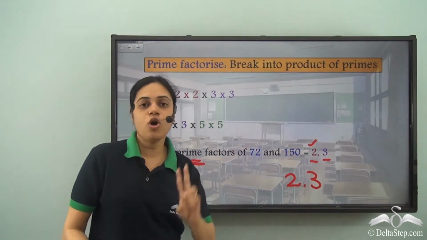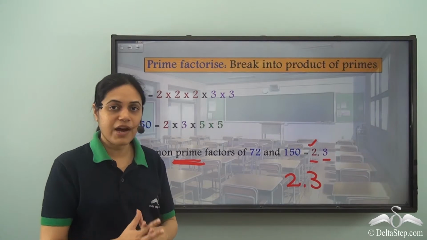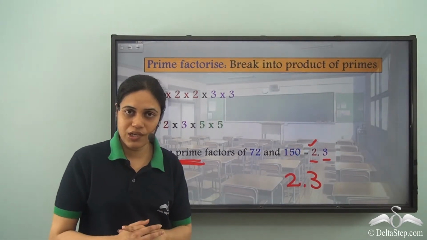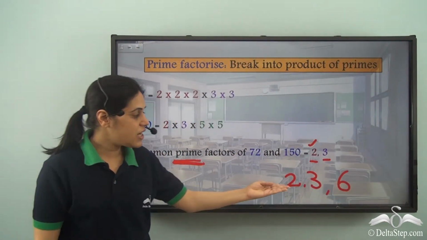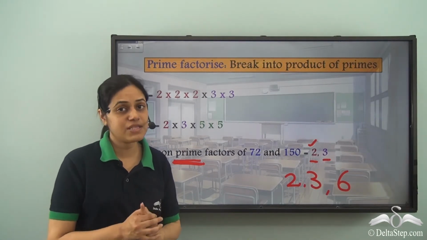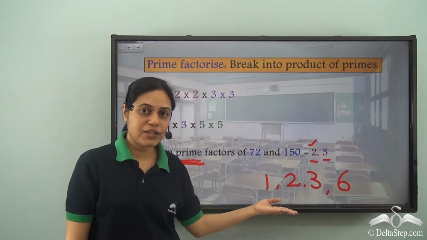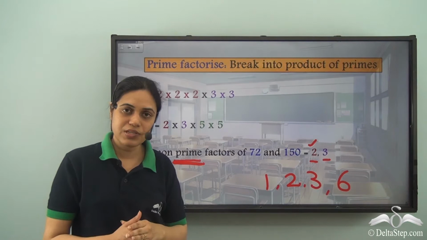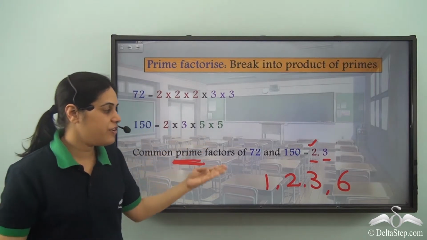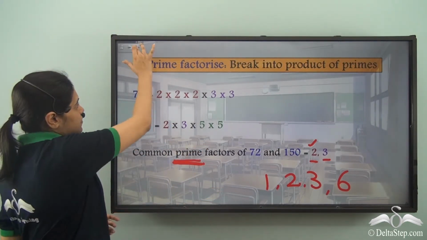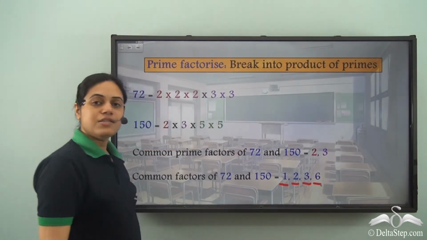Now since there are 2 common prime factors, I need to combine the 2 to get a common factor. So 2 into 3. What is 2 into 3? 6. So these are the common factors, but we are missing out on another factor, which is 1. 1 is a common factor of any two numbers, because 1 is always a factor of 72 and a factor of 150. So the common factors are 1, 2, 3 and 6.